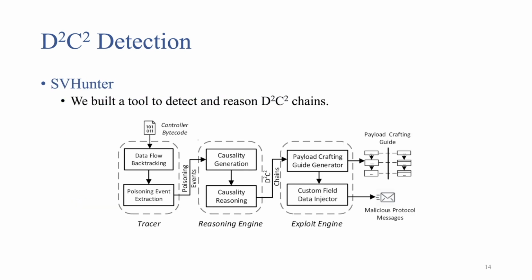To automatically detect D2C2 chains, we built a tool called SVHunter. SVHunter consists of the following three components. First, it takes the controller bytecode as input and uses a tracer to pinpoint a group of poisoning events in the controller. Then, the reasoning engine reasons about the causality relationship between the identified events in order to create D2C2 chains. The third component is a complementary module to help people synthesize the D2C2 exploits.